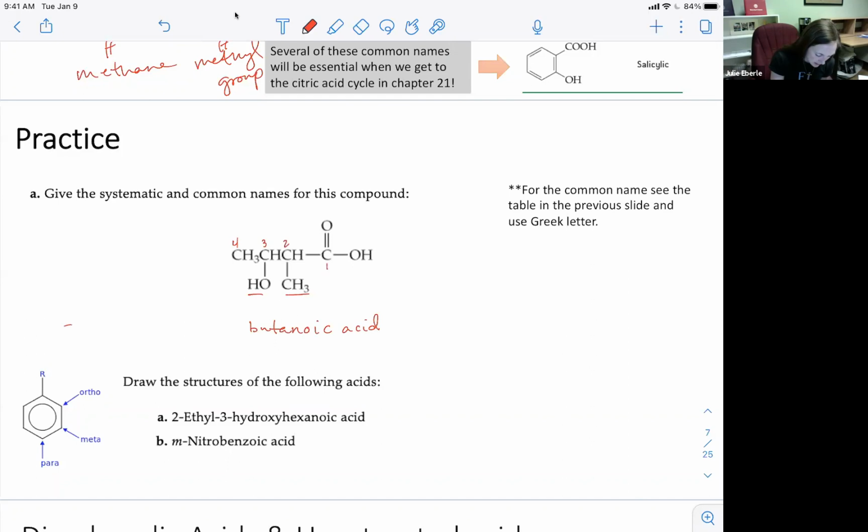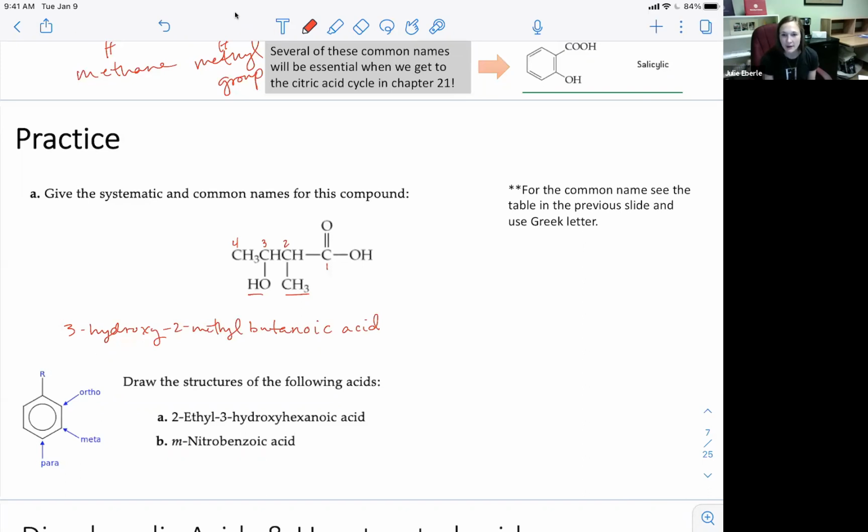So this will be 3 hydroxy, and then what? 2 methyl. Yep, 2 methyl. 3 hydroxy, 2 methyl, butanoic acid. I don't know about you guys, but if it got much more complicated than this, you could count me out. I'll be glad we're moving on with naming after this.